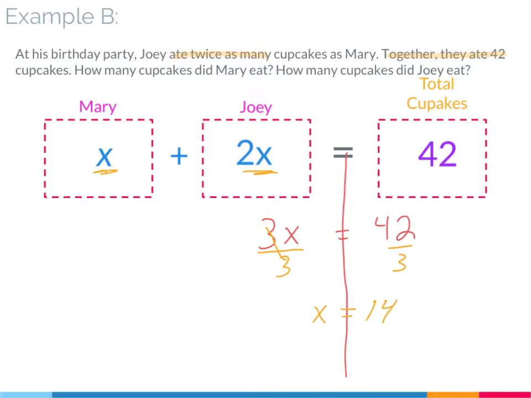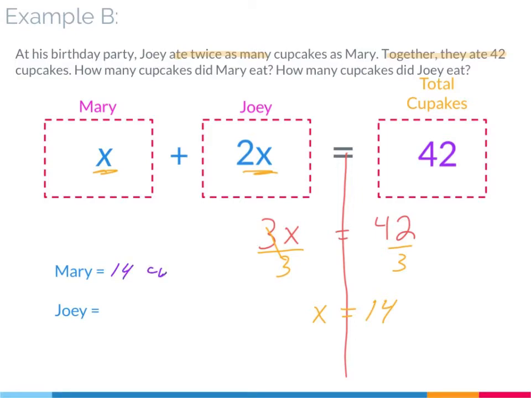Now again, I've got a word problem, so I need to come up with a word answer. However, it's not as simple this time, because I need to figure out how many cupcakes Mary ate and how many cupcakes Joey ate. I'm going to have two word answers: how many Joey ate and how many Mary ate. Since I have x equals 14, and looking at how I set up my equation, I said that Mary was x. So I know that Mary's cupcakes is going to be 14 cupcakes.